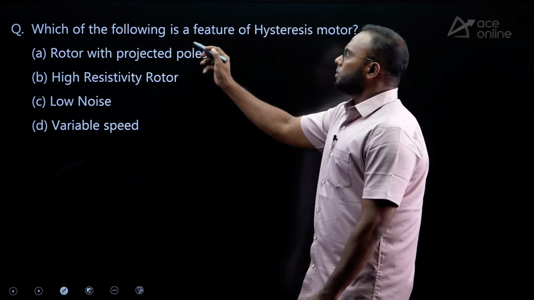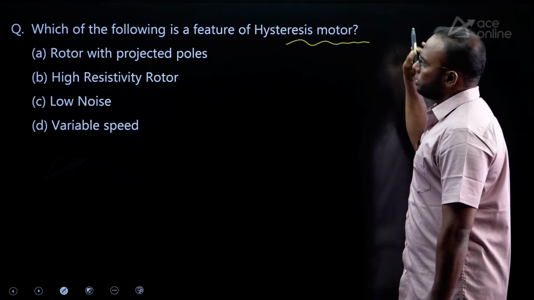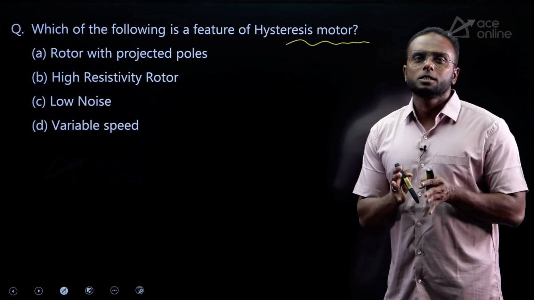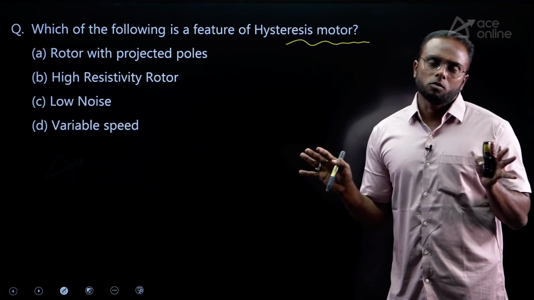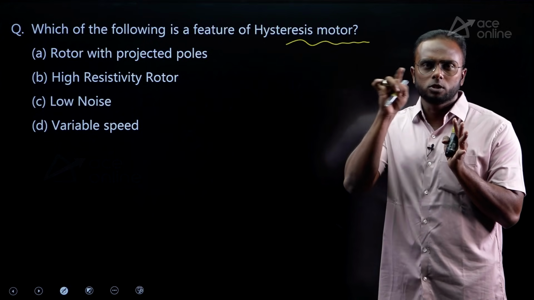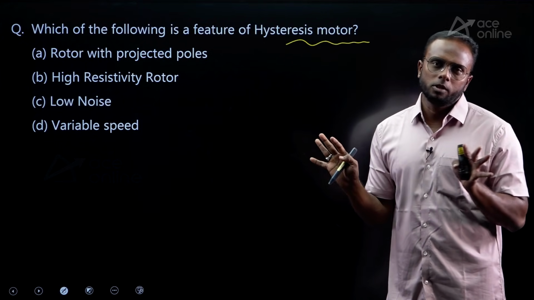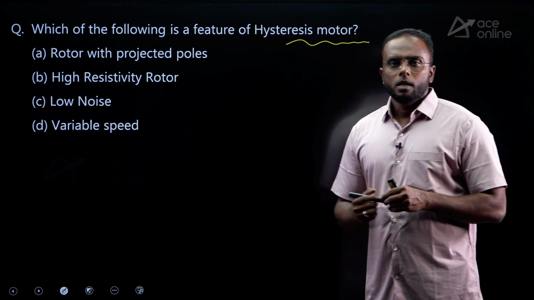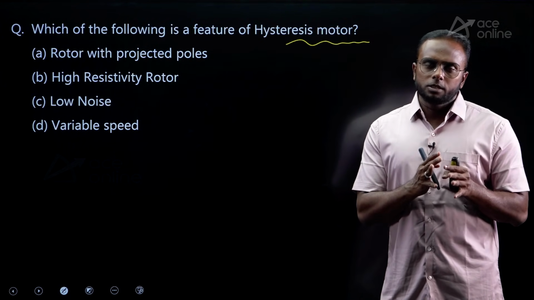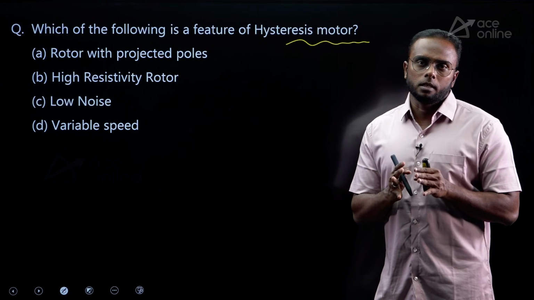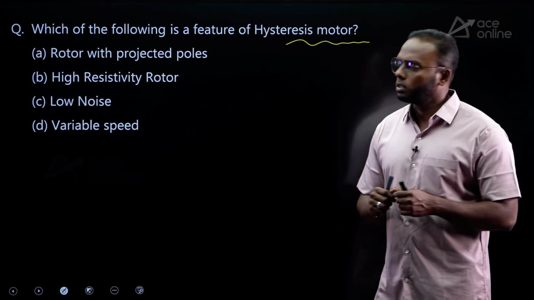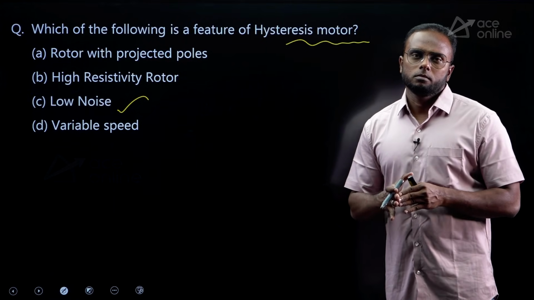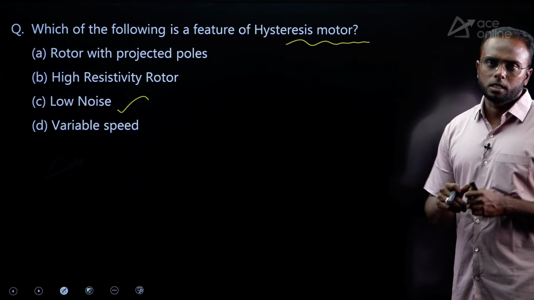Next one, which of the following is a feature of hysteresis motor? If you see here, rotor with projected poles, no. Hysteresis motor will not have any poles in the rotor. It is a round rotor with a smooth surface, no poles projected anywhere. Generally, hysteresis motor will rotate at constant speed with very low noise. That is the main feature of this hysteresis motor. Noise during the operation is very, very less. So that is one feature of hysteresis motor, low noise.